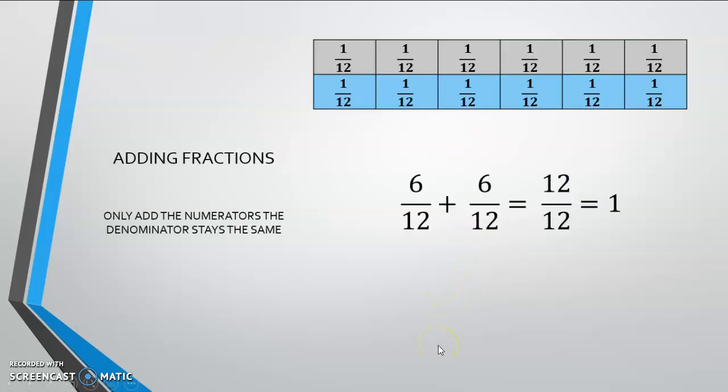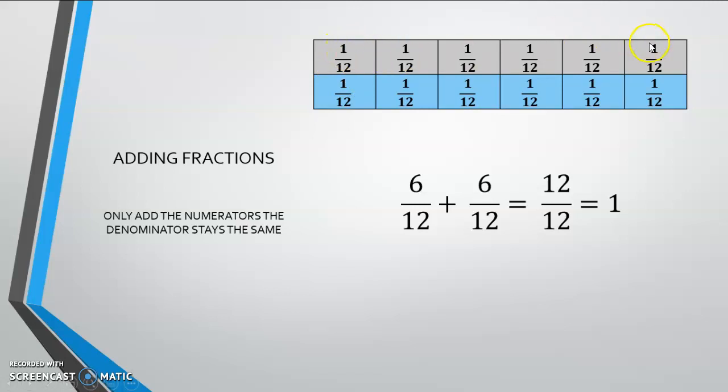Let's look at another example. Here I've broken it up into smaller pieces. Let's have a look. 1, 2, 3, 4, 5, 6, 7, 8, 9, 10, 11, 12. I have 12 pieces, so my denominator is 12, and each block is one of those 12s.